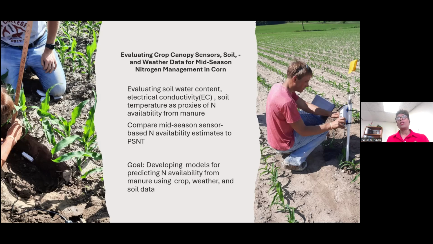Because technology is great, but somehow we need to translate that into actionable steps, things that farmers can actually use. Right? So what we want to do with this is develop models that help us predict nitrogen availability from manure and therefore nitrogen need. Okay. So that's where we're going with it. That's the bigger picture here.